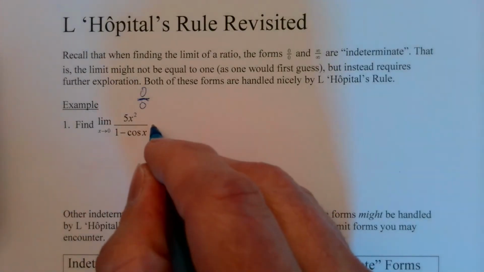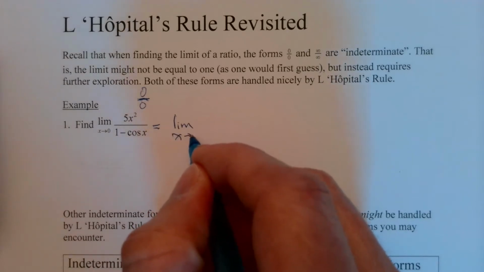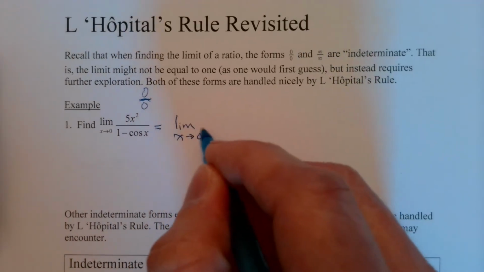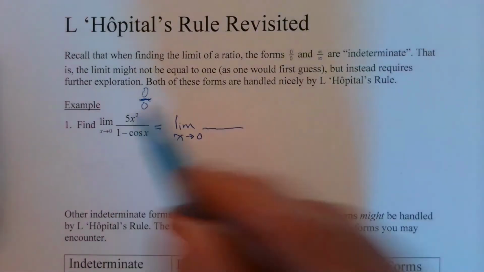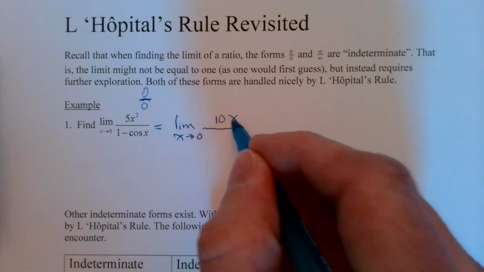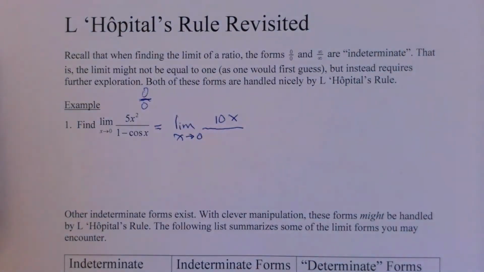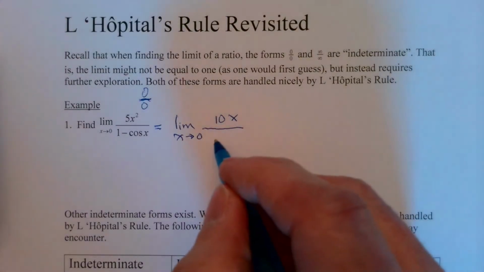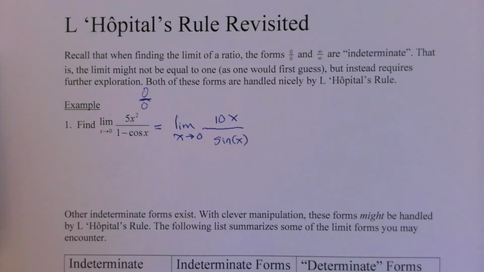L'Hopital's rule says replace the limit problem given to you with one that looks like this. Take the ratio of the derivatives of the original function. So what's the derivative of 5x squared? Of course, it's 10x. And the derivative of 1 is 0. And the derivative of negative cosine x is positive sine x. So you get something like this. And plug 0 back in.